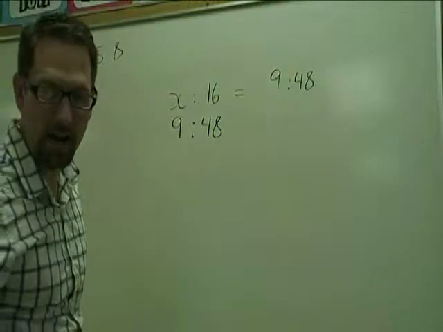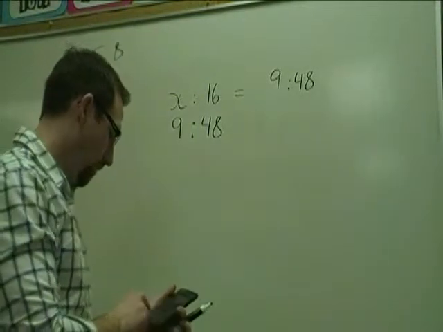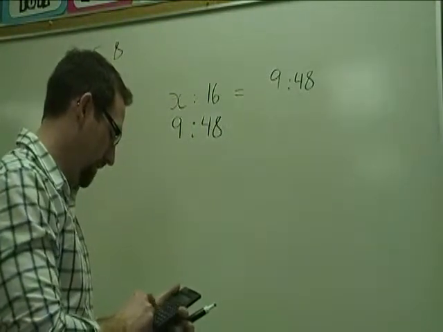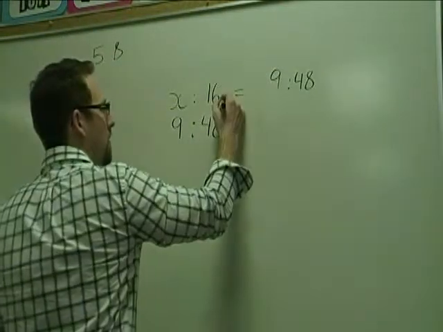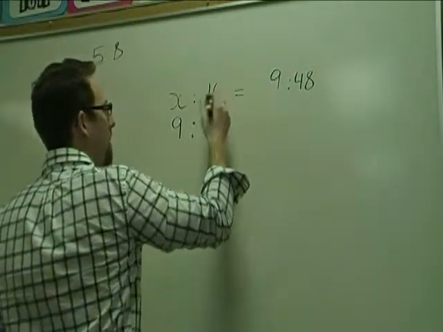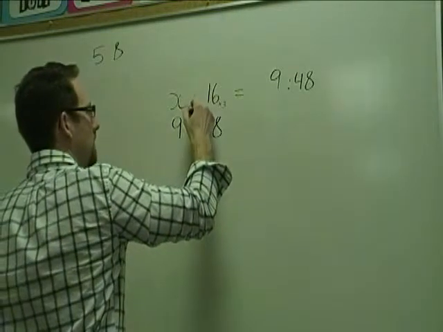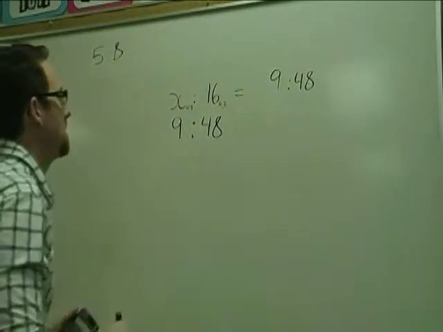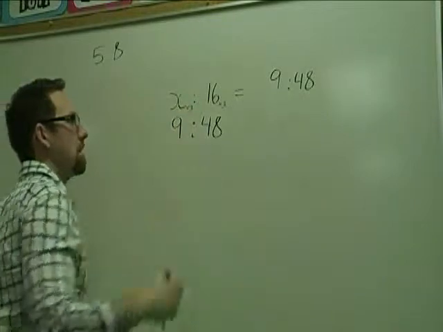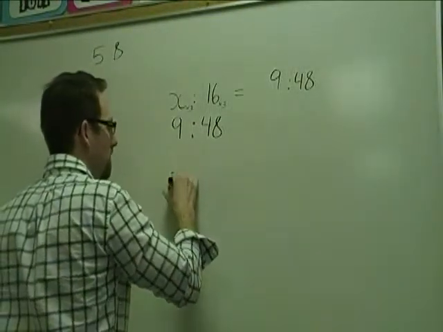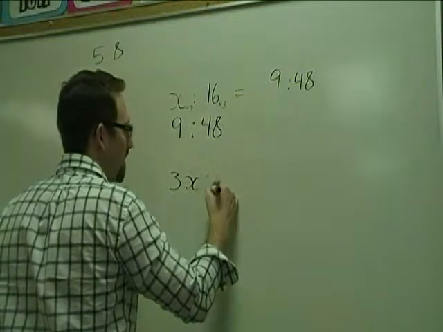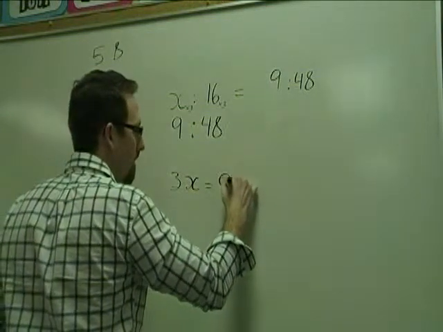If you can't tell by looking at it, just use your calculator and go 48 divided by 16. That'll give you the number it was times by. It's times by 3. Whatever you do to one side, you got to do to the other. Okay? So that means that something times 3 equals 9. So I can just write it like this. So 3 times a number equals 9.